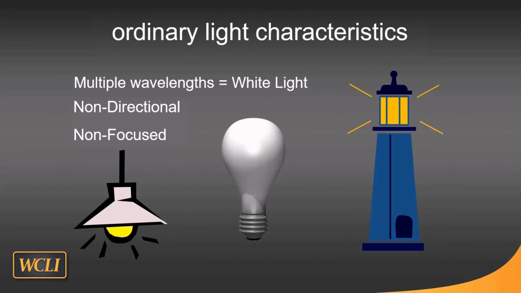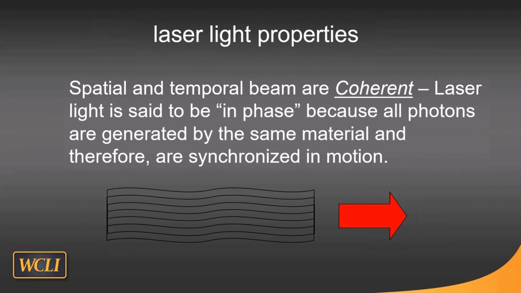Well, ordinary light is all different wavelengths. That's why it's usually white. It goes in all different directions. It's non-focused. And so there's really a big difference between normal, everyday light and laser light. So speaking specifically about lasers, there are three properties that I want you to be aware of.